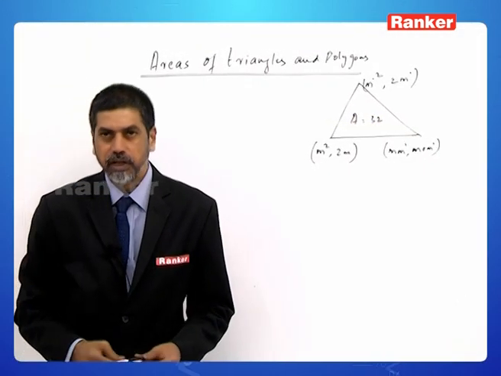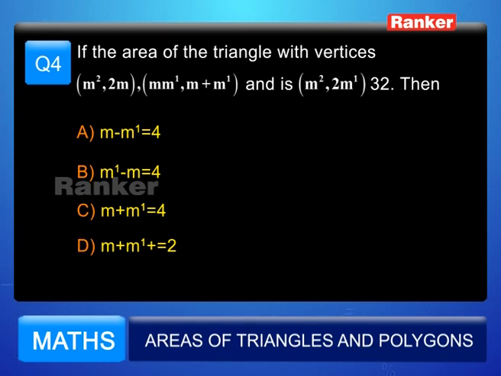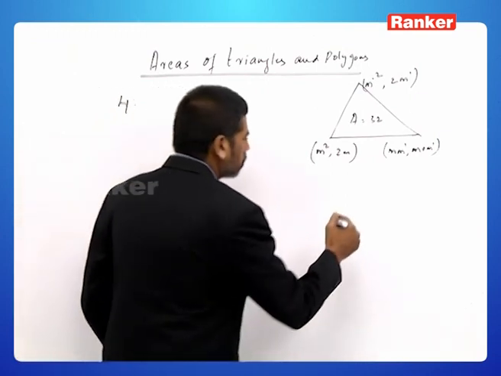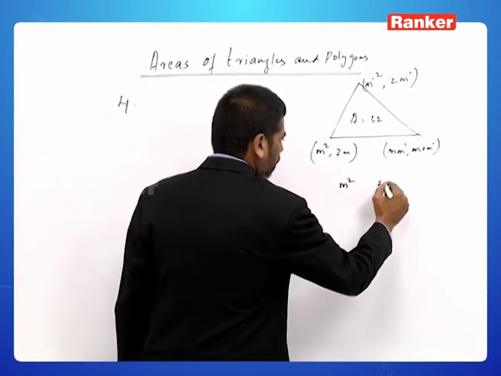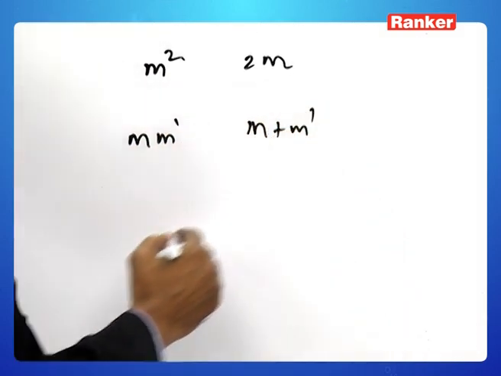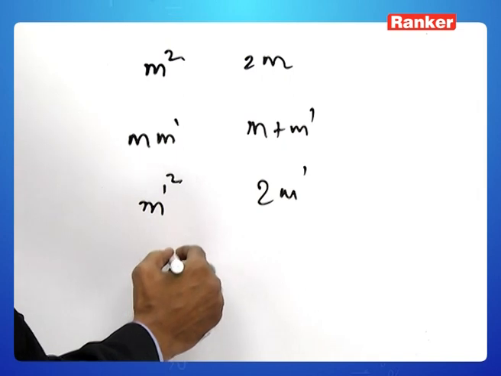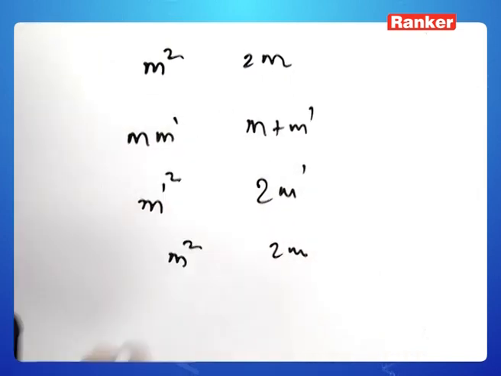This is a problem based on area of triangles. Now we are given a triangle whose area is 32, but the coordinates are in terms of some unknown parameters, m square, 2m, etc. Now he wants the condition that m and m dash should satisfy for this to be true. So let us do it the usual way. m squared, 2m, 1; m m dash, m plus m dash, 1; m dash squared, 2m dash, 1; and then repeat m squared, 2m, 1.